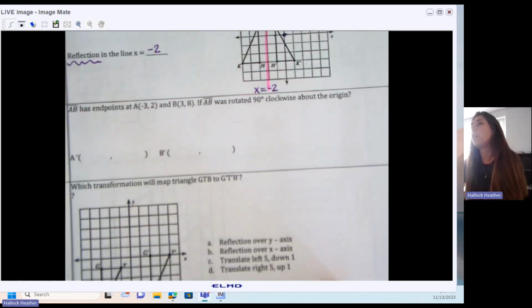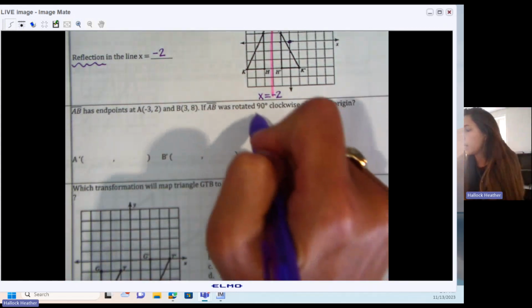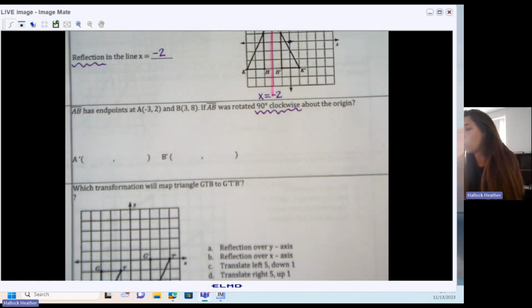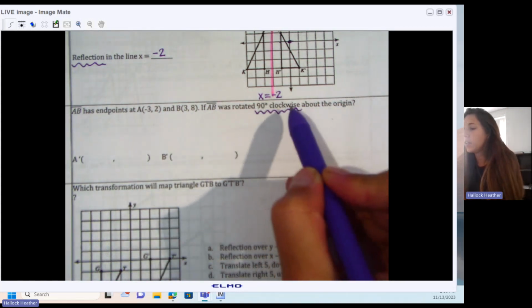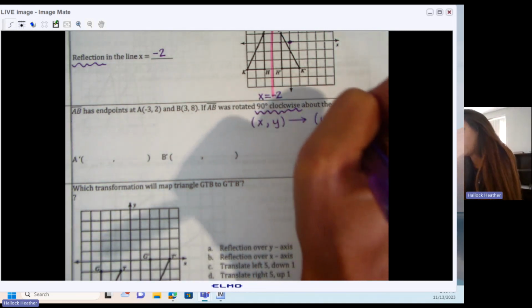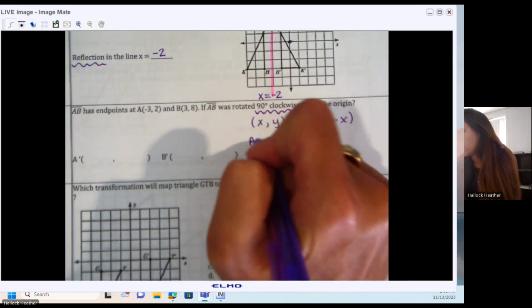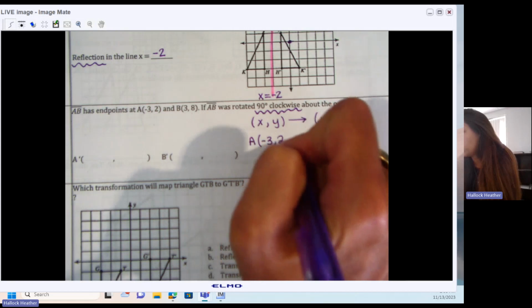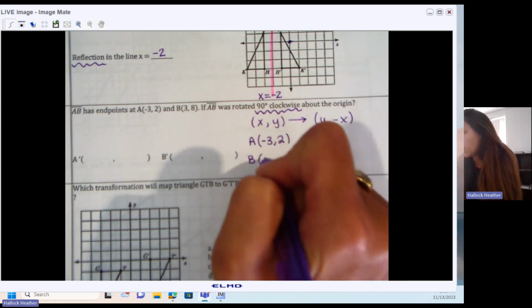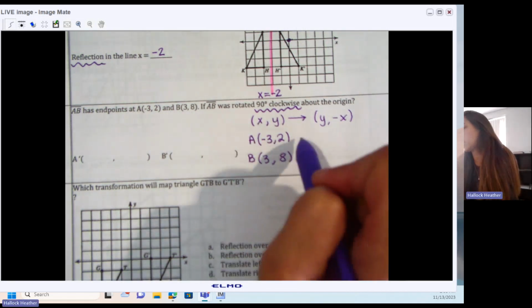For the third one, it says AB has endpoints, this and this. It's rotated 90 degrees clockwise about the origin. So if I'm going 90 degrees clockwise, the rule for this is I'm taking my coordinate point (x, y) and changing it to be (y, -x). I have to do that with both coordinate points. A was (-3, 2). My original B is (3, 8). I have to think about this as 2 steps.